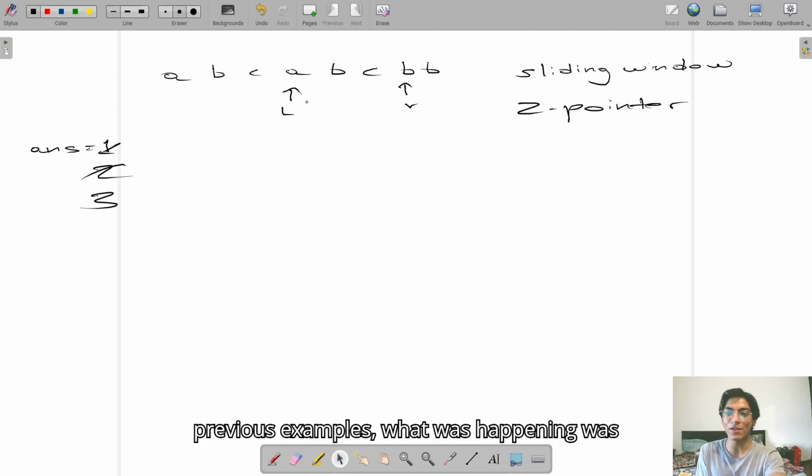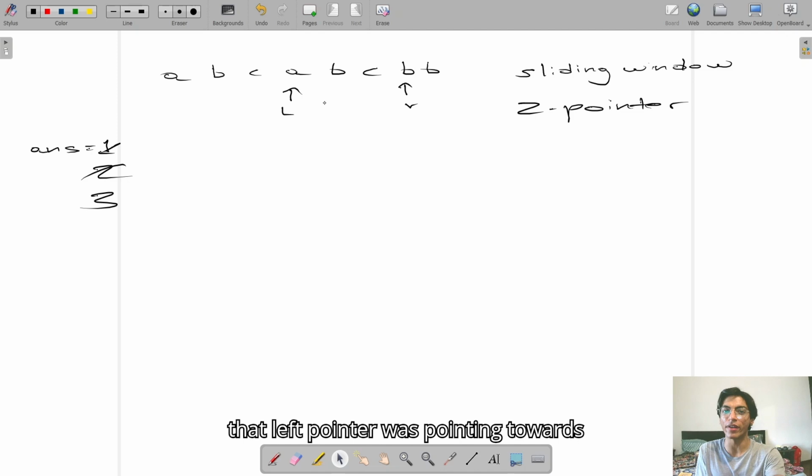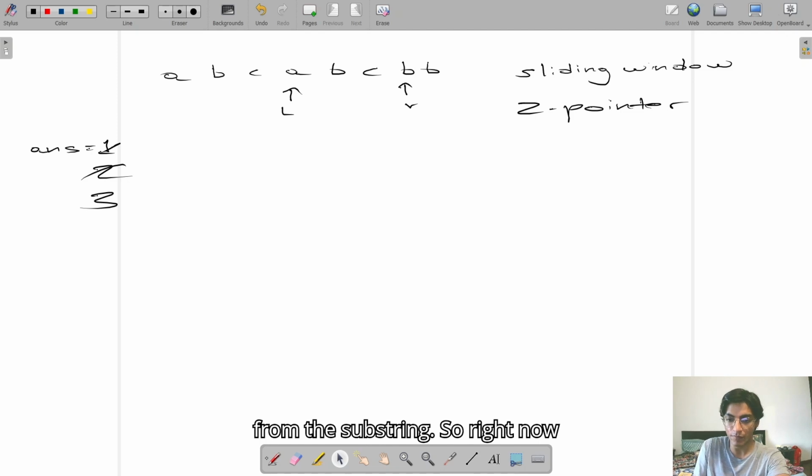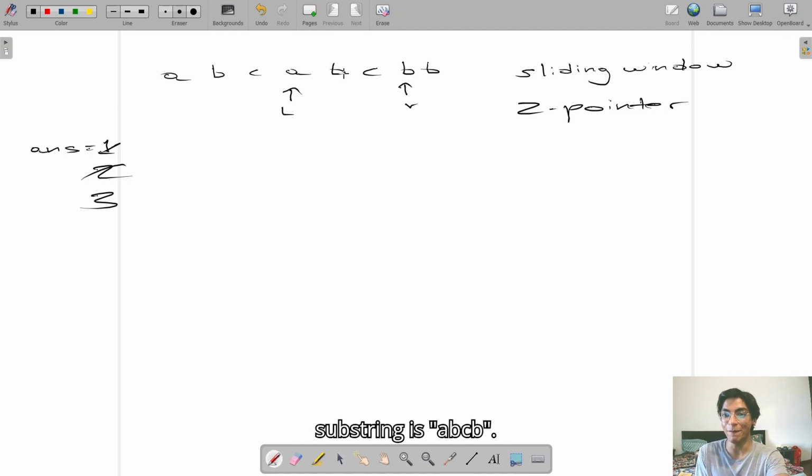In our previous examples, what was happening was that the left pointer was pointing towards a duplicate character. Now, that is not the case, but our algorithm stays the same. I said that we keep moving the left pointer till all duplicates are removed from the substring. So right now, the substring is A, B, C, B. All right.